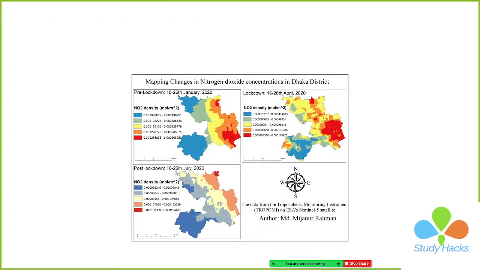So this is another map for our research work. This is the air quality monitoring, or air quality parameter, nitrogen dioxide concentration in the Dhaka district for 3 different periods: pre-lockdown, lockdown and post-lockdown in the COVID situation. We can also measure how much nitrogen dioxide density varies over the 3 different time periods, from period to period.